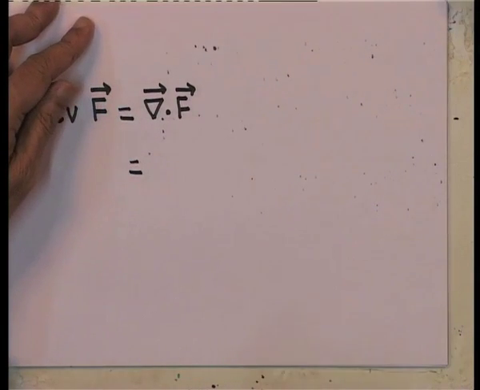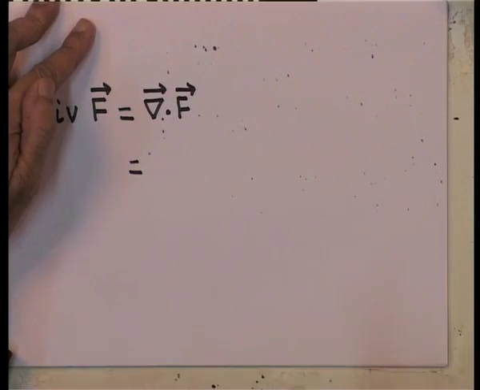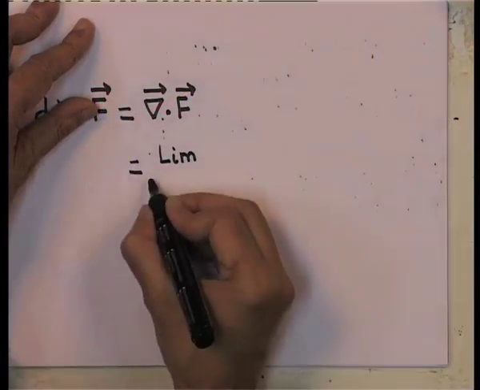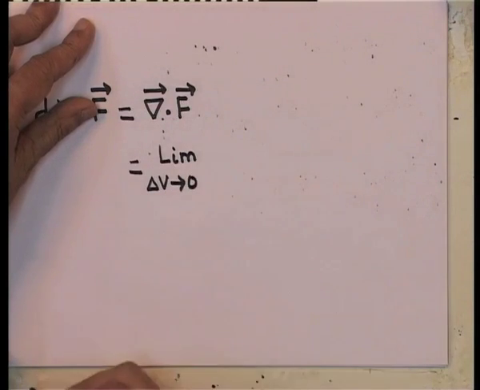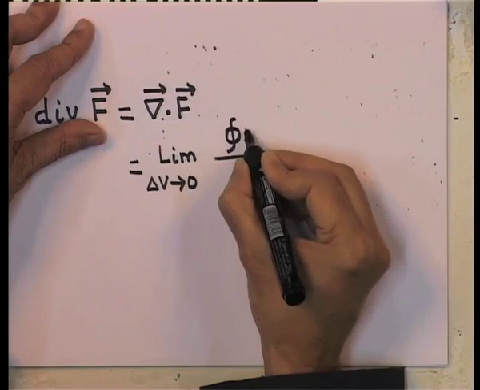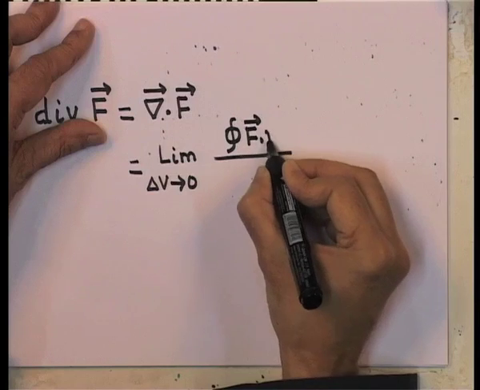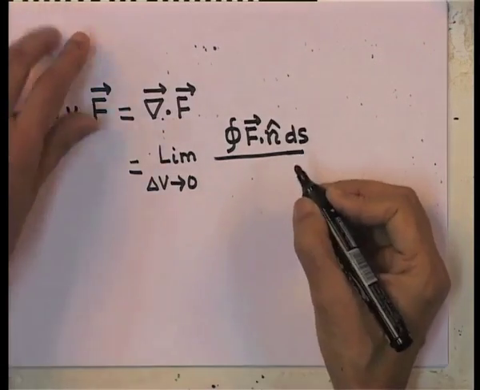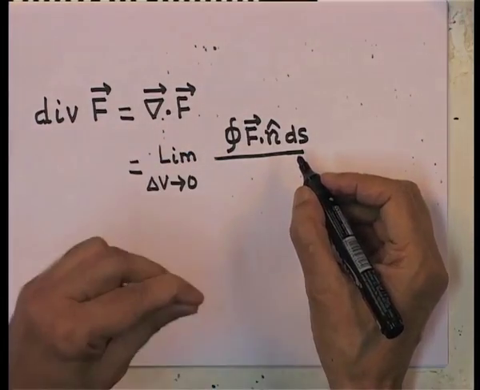Now, supposing around that point, I think of a small, infinitesimally small volume, described by a surface ds. So, what we do is take this volume to be infinitesimally small; let us call it delta v. So, I define del dot f as the limit of delta v going to 0 of the surface integral f dot n ds. So, I have taken a closed, very small volume, at the point where I am computing the divergence of f.